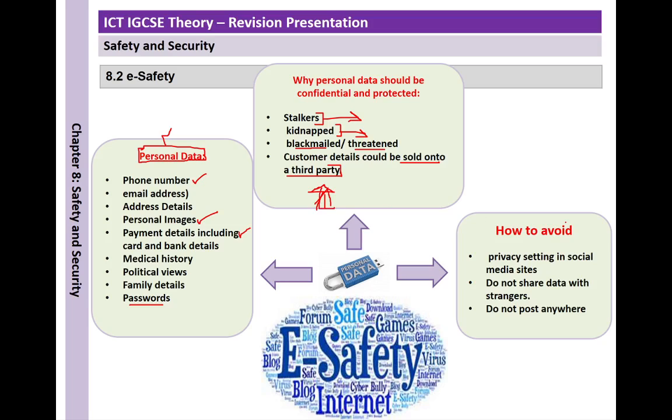How to avoid getting this personal data exposed? First of all, make sure that your privacy settings, for example on social media sites, are set correctly. Who can post, who can see your post, who can see your images, who can request your friendship, who can see your phone number, who can see your email. You get the point. And do not share the data with strangers. You never know who they are or how they can use the data that you are sharing with them.